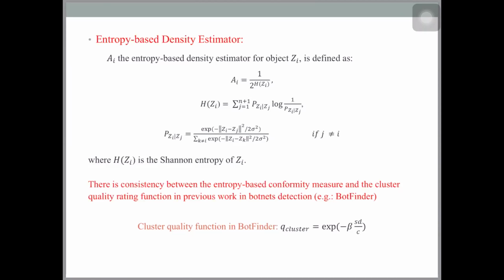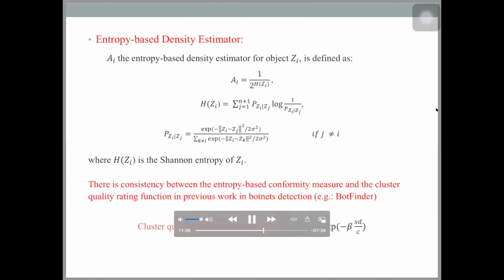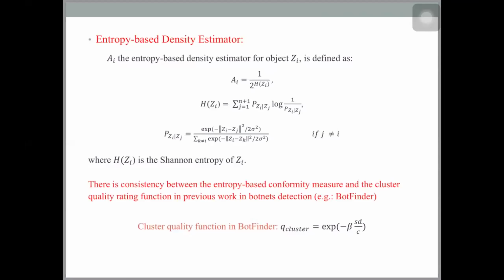Moreover, the logic of the entropy-based conformity measure is based on the cluster quality rating function in BotFinder. In BotFinder, each cluster's quality is scored based on an exponentially decreasing function, as you see in this slide. Based on this formula, a cluster with larger size and highly similar values gains a higher score than a smaller and sparser cluster. Hence, in this respect, there is consistency between the entropy-based conformity measure and the cluster quality rating function in BotFinder.